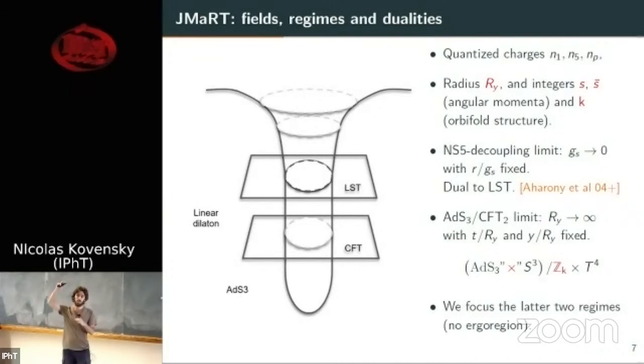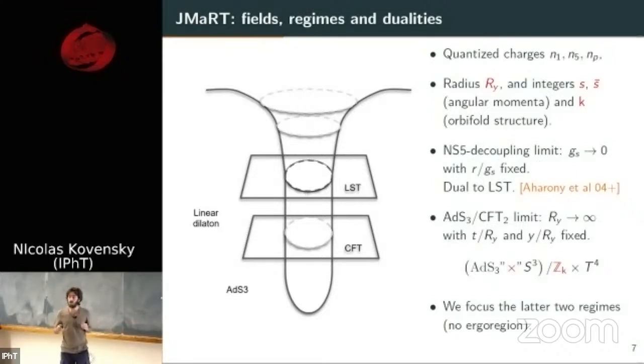So when you do that, these geometries, these backgrounds become stable. Okay, so then you have a region, this whole region here, which is asymptotically linear dilaton. And that's known to be holographically dual to what's called little string theory. This is the way you take these NS5 decoupling limits. You take the g_string to 0 with the radius over g_string fixed.